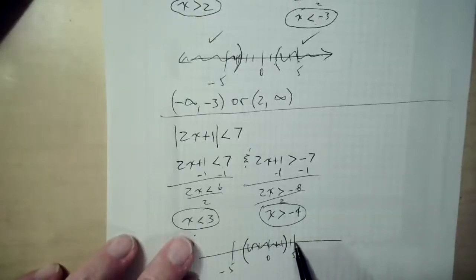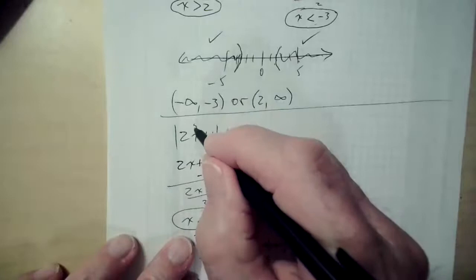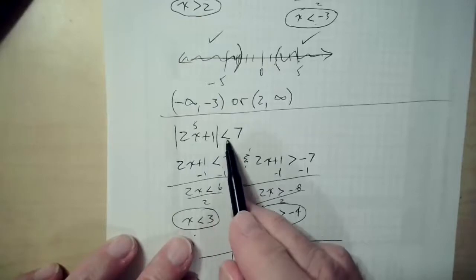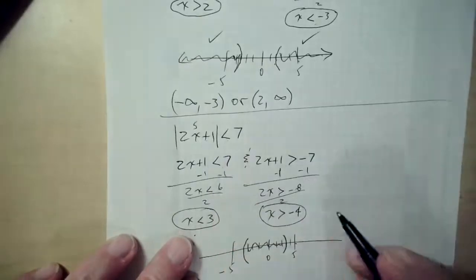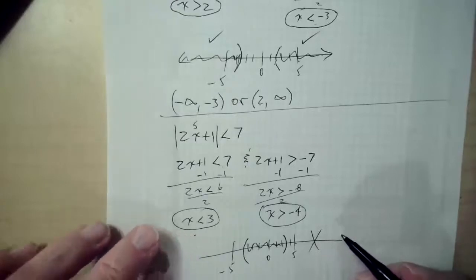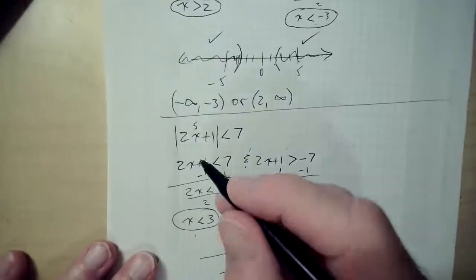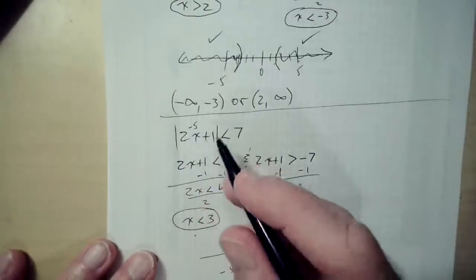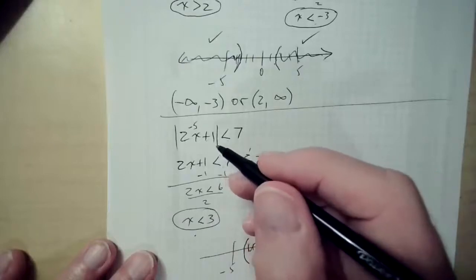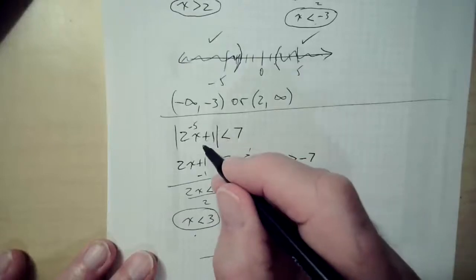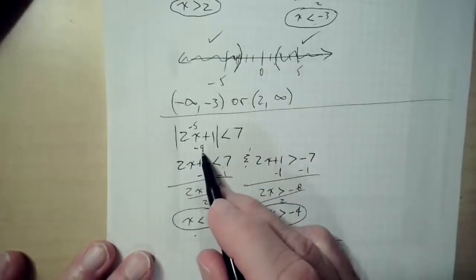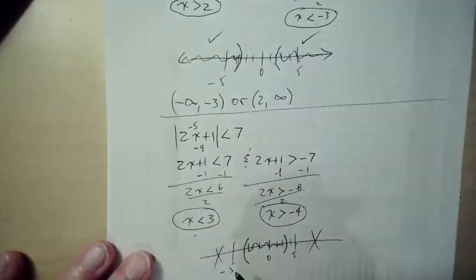Now let's take 5, for instance. Now 5 is not in our area of answers. Put it back in the original equation. 2 times 5 is 10 plus 1 is 11. Is 11 less than 7? No. So we know that this area here is not in our answers. And we can do the same thing with the -5. 2 times -5, -10 plus 1 is -9. Now, the absolute value of -9 is 9. Is 9 less than 7?